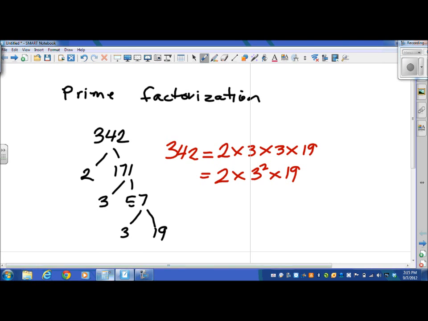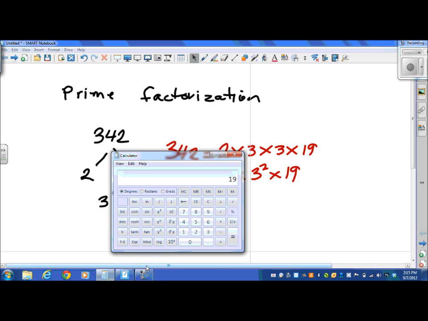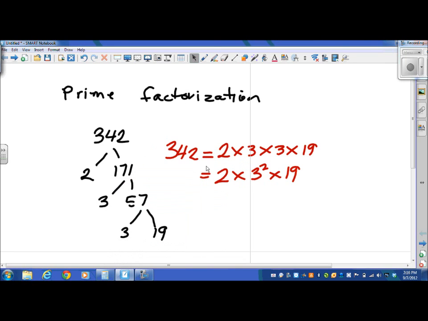Now I can double check that. If I multiply 2 times 3 times 3 times 19, it equals 342. So therefore, the prime factorization of 342 is 2 times 3 to the power of 2 times 19, and that's how we do prime factorization.